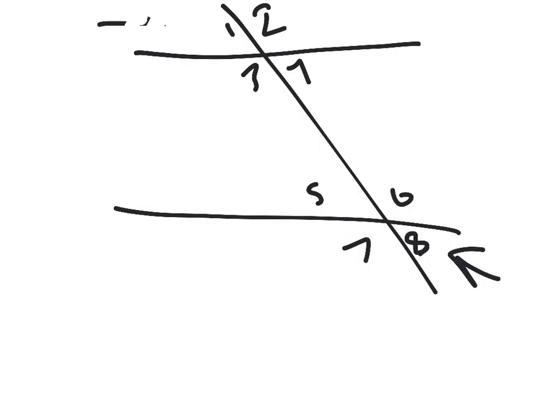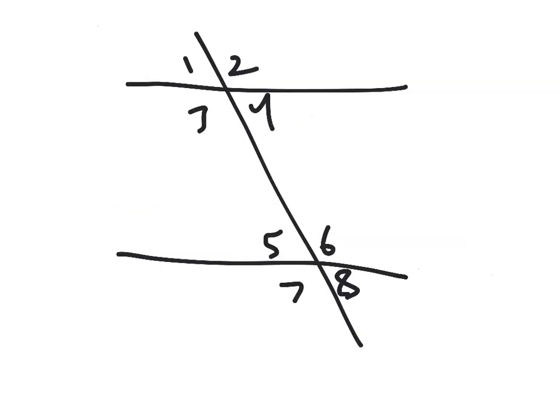Next is corresponding angles. These are angles that are the same size and going the same direction, such as 1 and 5, 7 and 8, and so on. The final kind of congruent angle is vertical angles. These are angles that are across from each other, such as 1 and 4, 7 and 6, 5 and 8. And that's for congruent angles.